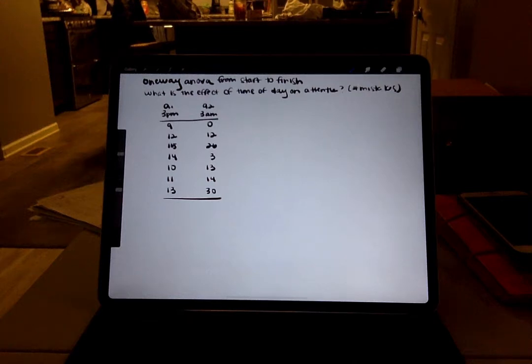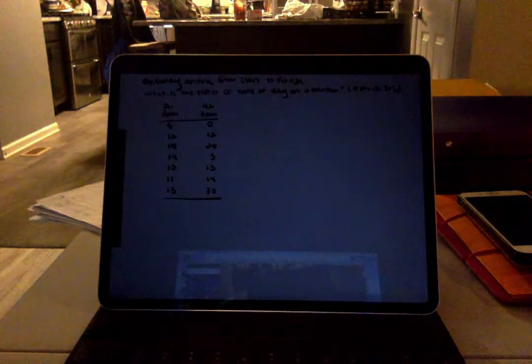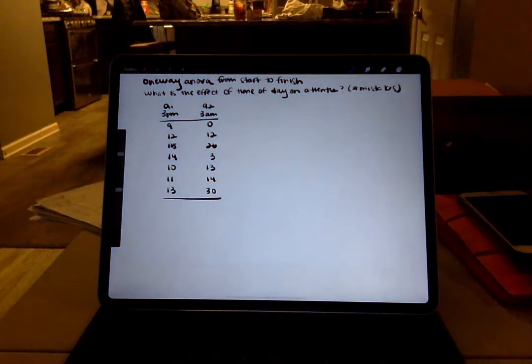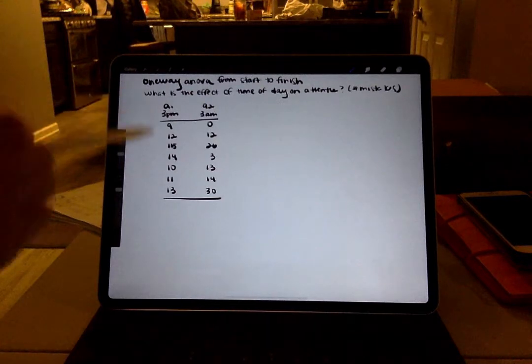Okay, so we're going to do a one-way ANOVA from start to finish, starting with the data and going all the way through to the end where we evaluate the F ratio and draw some conclusions. In this particular study, let's assume that we're looking at the effect of time of day on attention. So we bring a bunch of people into the lab, we randomly assign them to 3 p.m. or 3 a.m., and then we give them some basic test of attention and we count up the number of mistakes they make. So you can see here's the data.